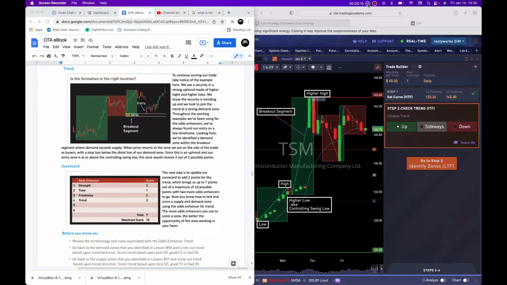So now you know how to test and score a supply and demand zone using the odds enhancer for trend. The more odds enhancers you use to score a zone, the better the opportunity of the zone working in your favor. Before you move on, review the terminology and rules associated with the odds enhancer trend. Go back to any supply and demand zones that you've identified and score out the trend based upon the trend's direction. You want to score the trend based upon the best case scenario of 2 points, a good scenario of 1 point, or a bad scenario of 0 points.